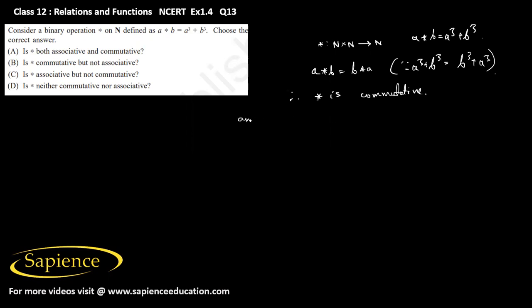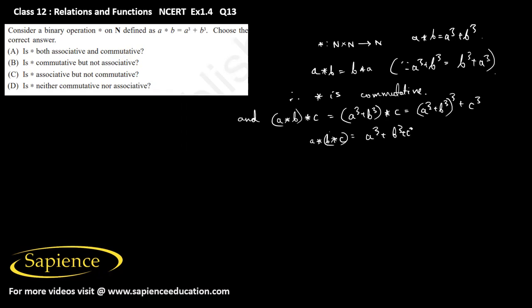And now A star B star C. A star B is A cube plus B cube, and that star C will be A cube plus B cube whole cube plus C cube. And that is not the same as A star B star C computed the other way, which will be equal to A cube plus B cube plus C cube whole cube. So they won't be the same.